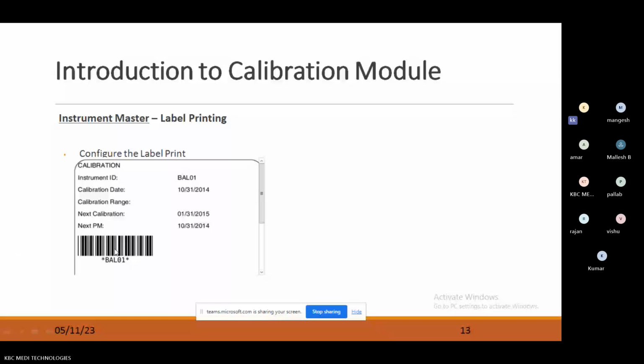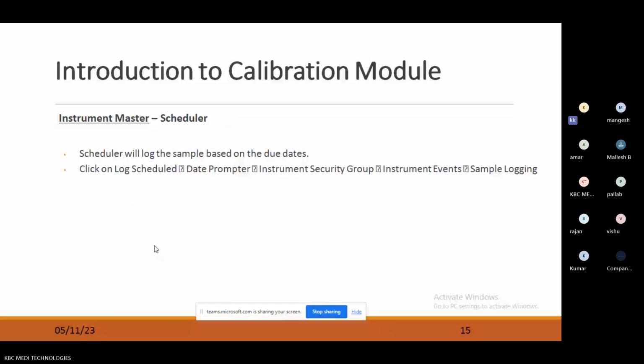Whenever you are scanning this barcode, the system will present on the screen your instrument number, name, whether it is calibration due or not, complete information will be present. This will be the instrument master, which is related to the scheduler only.